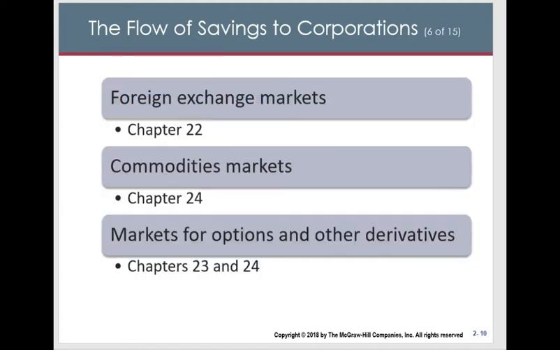Let's look at some other chapters here. In this chapter, he talks about foreign exchange markets. We're not going to talk about any of these in this course. This is just an intro to corporate finance. But if you take more finance courses like Corporate Finance 505 or Investments 560, they're going to cover these. So you have foreign exchange markets, commodity markets, which would be chapter 24, and markets of options and derivatives, 23 and 24. Like I said, if you have an interest in these, then you'd want to take MBA 505 and MBA 560. Those are 2 other advanced finance courses.